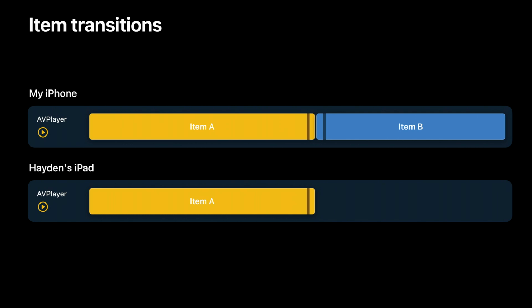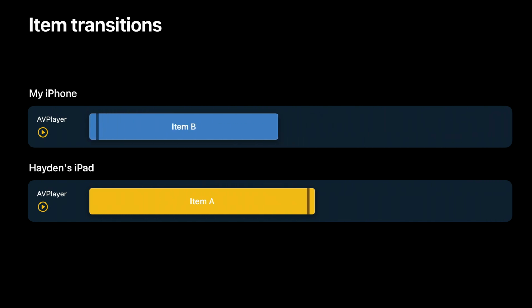Only when my player transitions to the new item will the coordinator do its job again. And this time, it does not find an existing state for item B, so it just continues with the state my player is proposing. Even though the coordinator shares this new state with Hayden, he is not affected because he is still displaying item A. But when he eventually transitions to match my item, his coordinator will again apply the existing state to his player. And with that, everyone is playing in sync again.